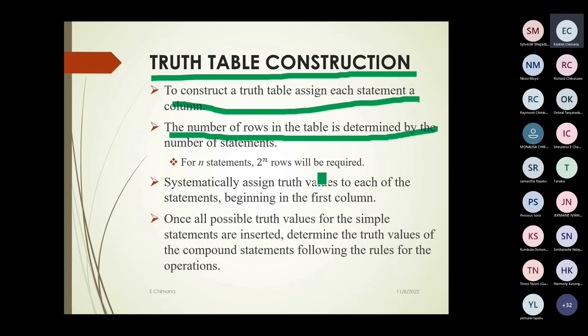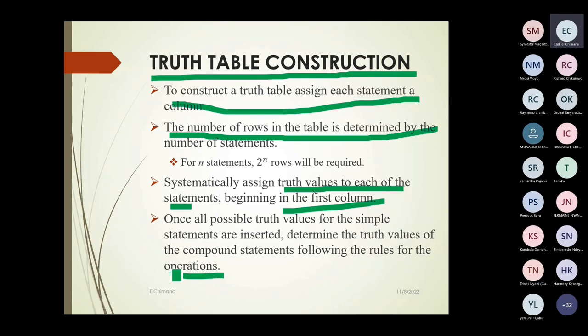So for you to see the number of rows that you need on your truth table, you say 2 to the power n, where n will be the number of statements in that compound statement. So systematically assign truth values to each of the statements, beginning in the first column. Once all possible truth values for the simple statements are inserted, determine the truth values of the compound statement following the rules for the operations.